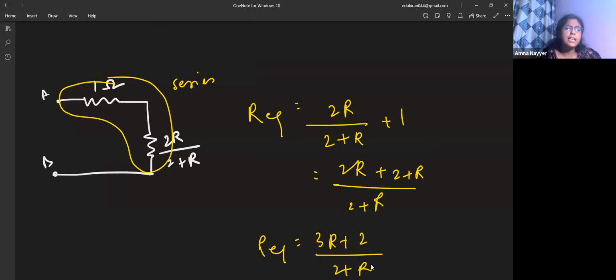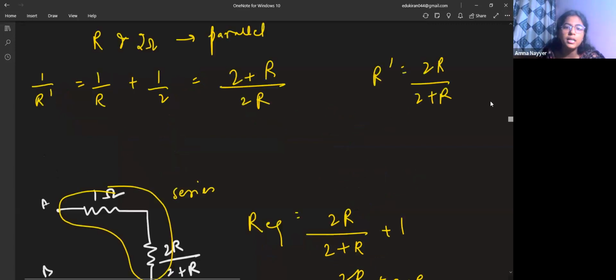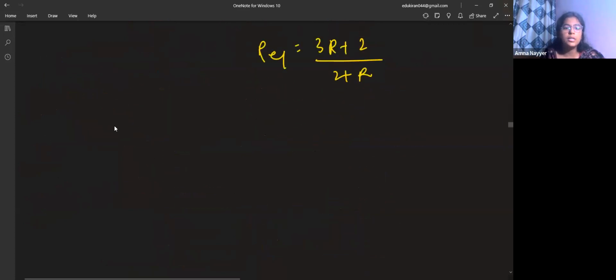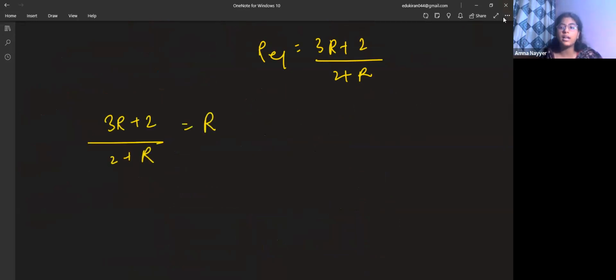Class, what is this R equivalent? What did we discuss? This R equivalent is still R only. What have we assumed our R equivalent to be? We have assumed our R equivalent to be R. So it means this entire term, (3R plus 2) by (2 plus R), is equal to R only. This is what I was trying to tell you.